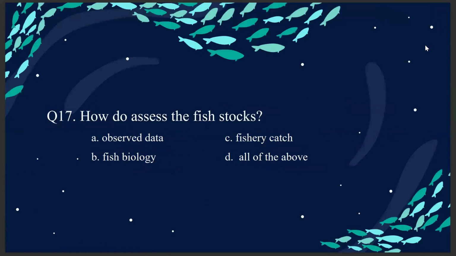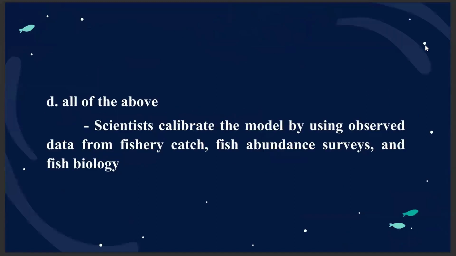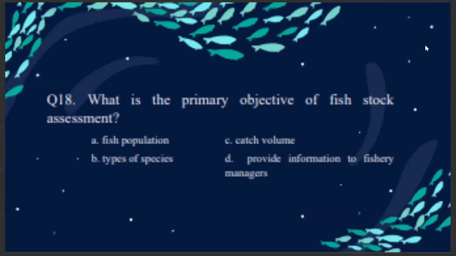Question number 17. How do you assess the fish stock? A. Observed data. B. Fish biology. Or C. Fisheries catch. D. All of them. The answer is all of the above. Scientists calibrate the model by using observed data from fishery catch, fish abundance survey, and fish biology.